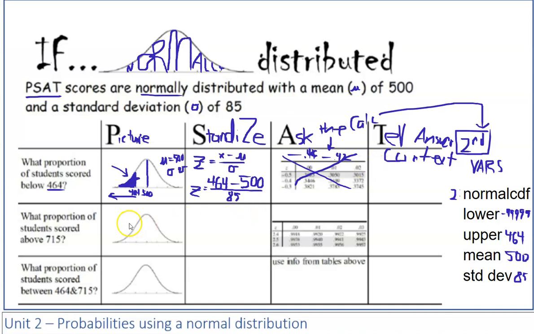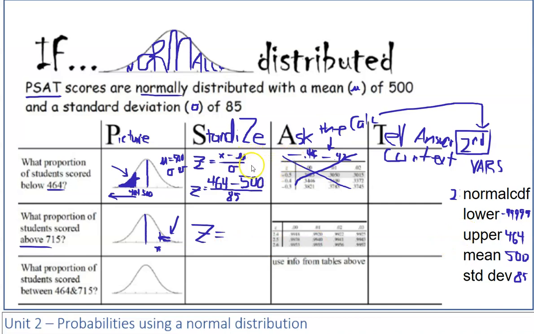Okay. Students that scored above 715, well, we would basically put in the same information, and I would indicate that 715 was on the right this time, and that I was interested in the students that scored above 715, so I would indicate that was this component over here. So I do my z-score, and you might ask at this point, and it's a valid question, why are we going to find our z-score if we're not even going to use it over here? Well, it's kind of old school.